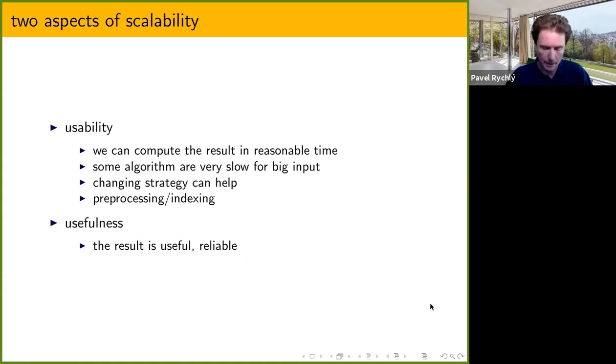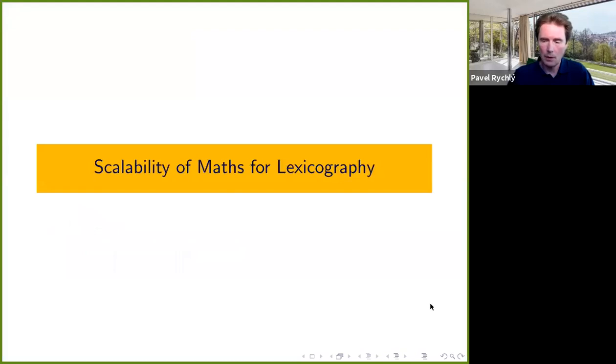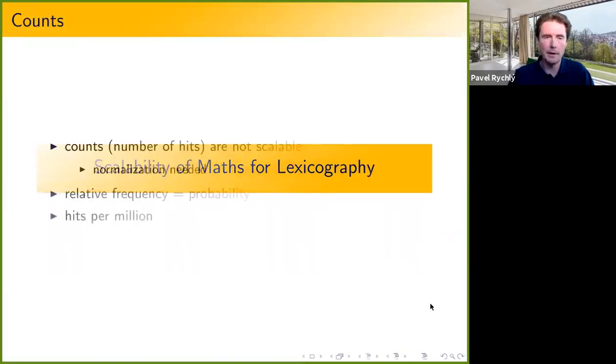So I will not talk about usability, but I'll concentrate on usefulness, which from my point of view means that the result is useful or reliable. So we can use it in different situations, and we get the same meaning of the numbers and so on.